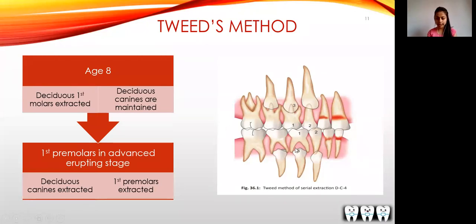So at the age of 8, first of all, the deciduous first molars are extracted and the deciduous canines are maintained in place. It will delay the eruption of the permanent canines, and when the first premolars are in an advanced erupting stage, which is detected radiographically, that means the crown is above the alveolar bone, then the deciduous canines are extracted, as well as the first premolars, which will create the space for the proper alignment of permanent canines, as well as help to alleviate the anterior crowding.